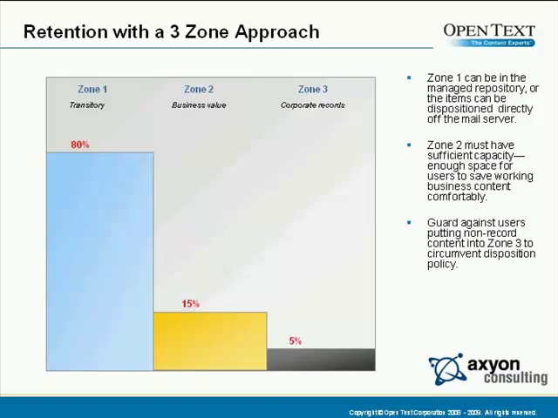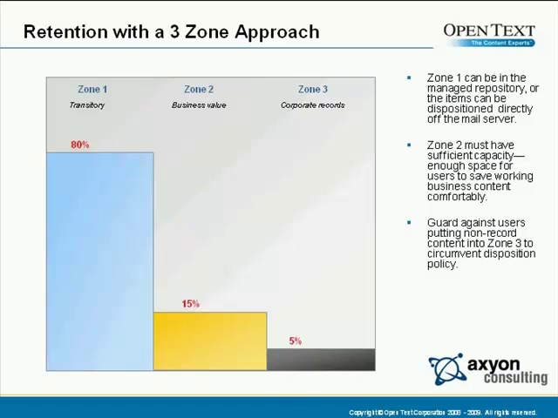So figuring out what that retention schedule for the business value zone 2 content is important, because the corporate records will have a more complex retention schedule, and you do want to guard against people moving zone 2 business value items into their zone 3 corporate records simply because they don't feel like they can tolerate them being deleted either from transitory or business value. So that is something you want to guard against, both with policy and practice, education, and also having the appropriate schedules for retention in your zone 1 and 2.